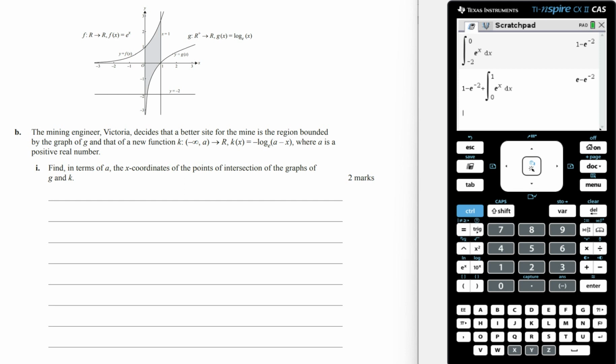Reading the question, we've got the mining engineer Victoria decides that a better site for the mine is the region bounded by the graph of g and that of a new function k, where k of x equals minus log e of (a minus x), where a is a positive real number. Find, in terms of a, the x-coordinates of the points of intersection of the graphs of g and k.